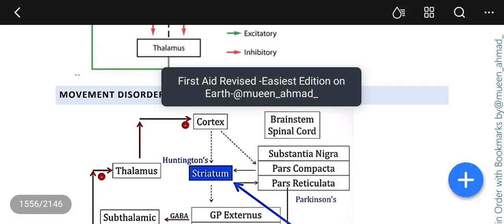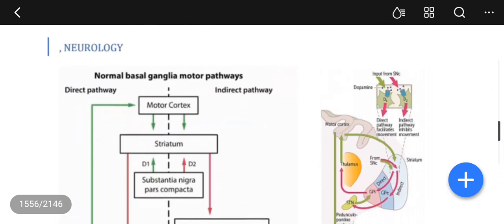So now if I am going to talk about the indirect pathway, it will take a while. Just for brainstorming, just think of it that the direct pathway is stimulating and indirect pathway is inhibiting.